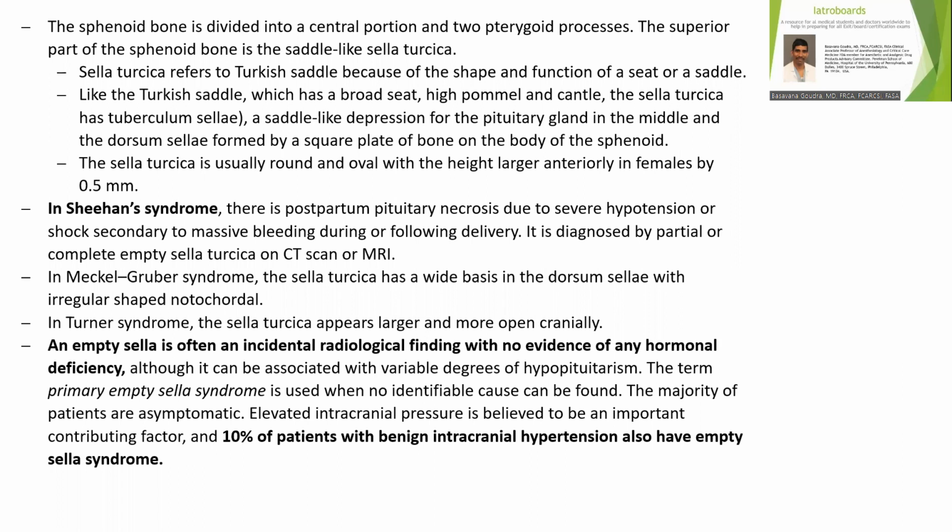In Meckel-Gruber syndrome, the sella turcica has a wide base in the dorsum sellae with irregular shaped notochondra. In Turner syndrome, the sella turcica appears larger and more open cranially.